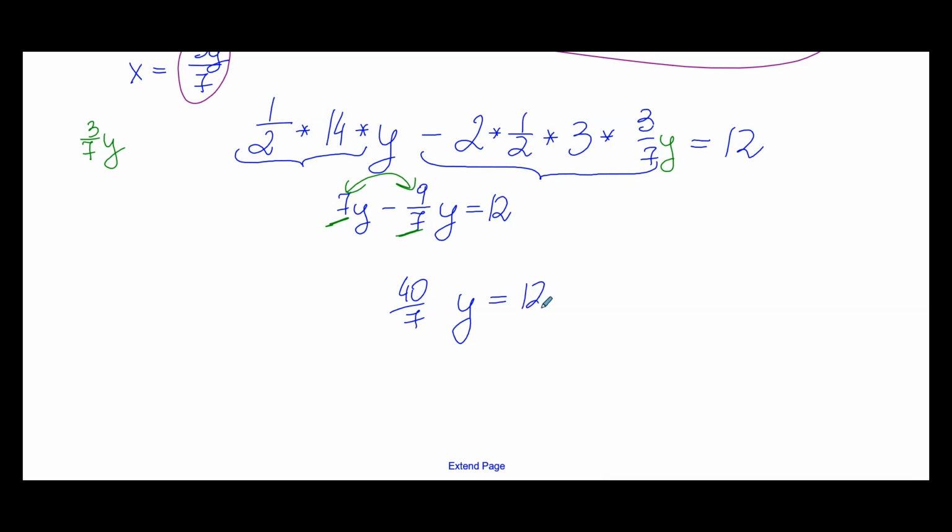Now on the other side, it's still equal to 12. I want the value of y, not y multiplied by a number. How do I get rid of multiplication? By dividing both sides of the equation. Why? Because 40 over 7 divided by 40 over 7 will be 1. 1 multiplied by y will be y. In my calculator, I put 12 divided by 40 over 7. I press equal, and I get that that is 2.1. That's how we work out that area.